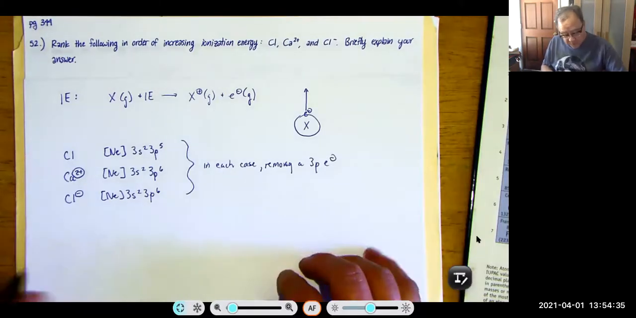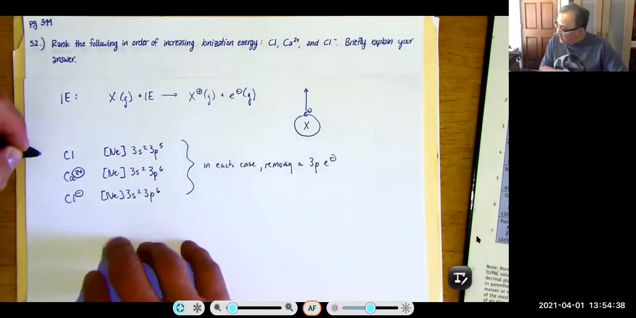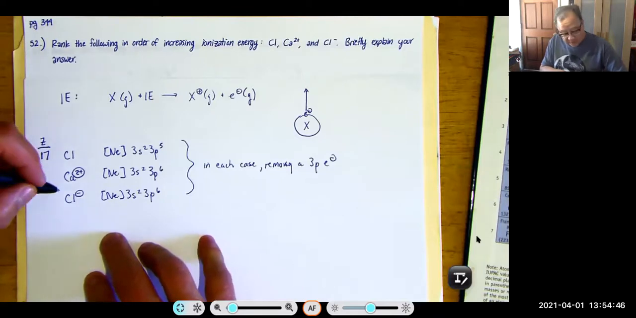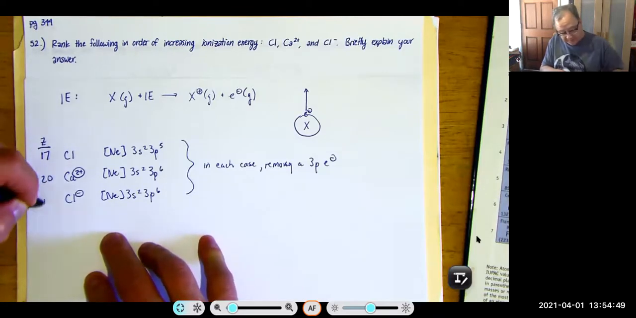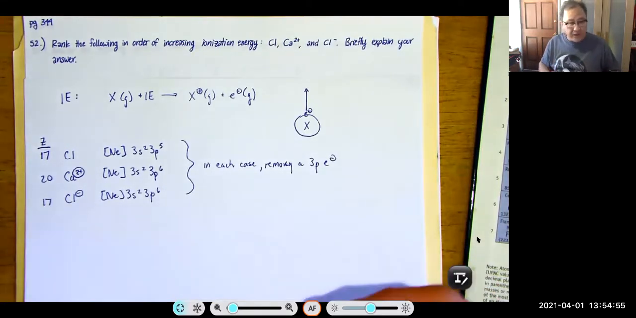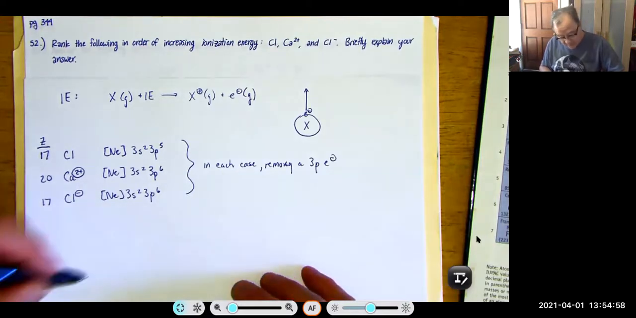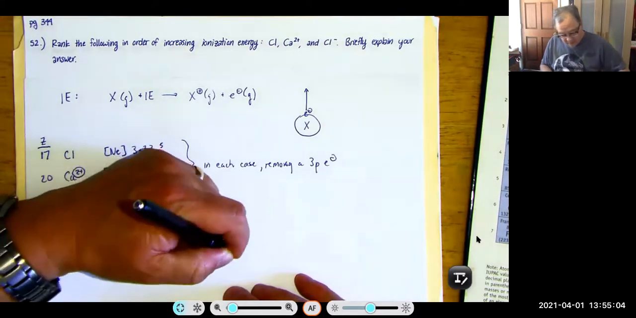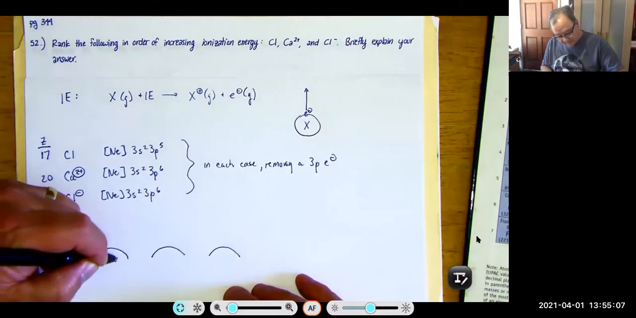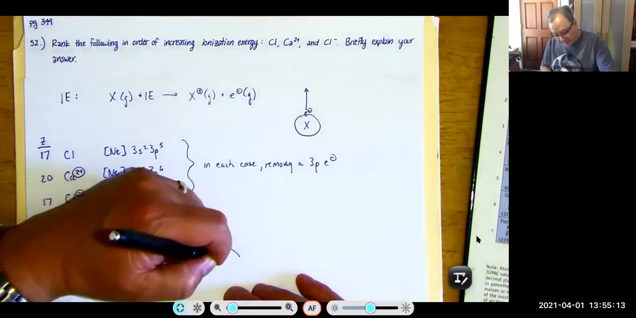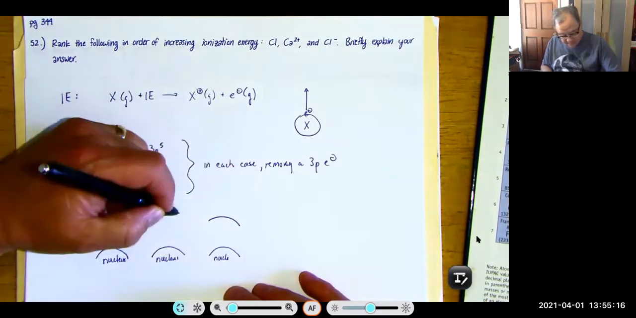And here, we're going to take a look at the number of protons for each of these. Chlorine has 17 protons, so I'm going to put atomic number, Z. Calcium has 20, and of course the chloride ion has 17. So let's think about the size of these things when we consider what's going to be the easiest electron to take. So when we look at the size of each of these, here is the nucleus for each of these, and we're looking at the outermost ring here.